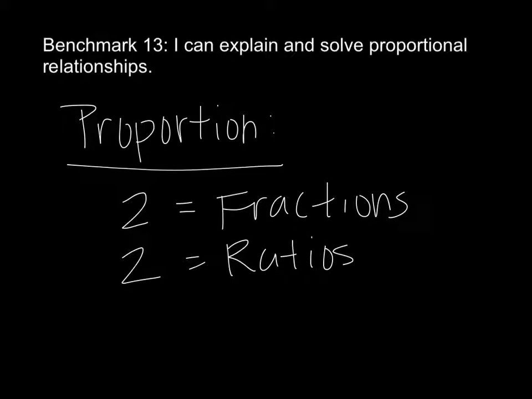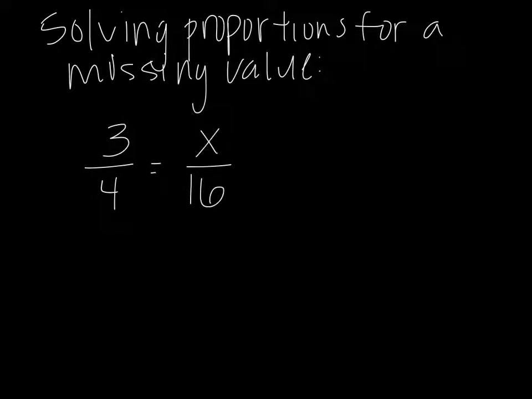So for example, 1/2 is equal to 2/4. These are proportional. They have the same value. They're just written differently. So there are two ways we can solve proportions for the missing value. So let's say we had 3/4 equals x over 16.